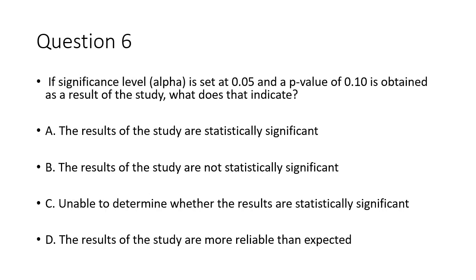All right, up next we have question 6. If significance level, or our alpha, is set at 0.05 and we have a p-value of 0.1 that's obtained as a result of a study, what does this indicate? Is it A, the results of the study are statistically significant? B, the results of the study are not statistically significant? C, we're unable to determine whether results are statistically significant? Or D, the results of the study are more reliable than expected?